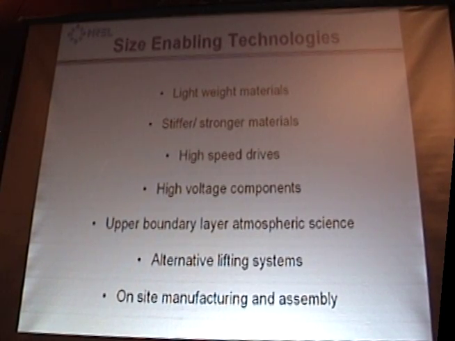And here are some of what I call enabling technologies. These are things that we're going to need to work on to overcome these size limits of 5 megawatts and go to 8, 10, 20 megawatt machines. And in a minute I'll explain why we might want to do that. Lightweight materials, stiffer, stronger materials.